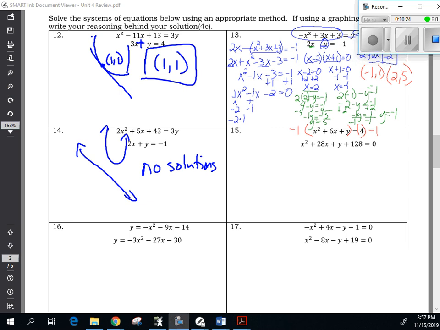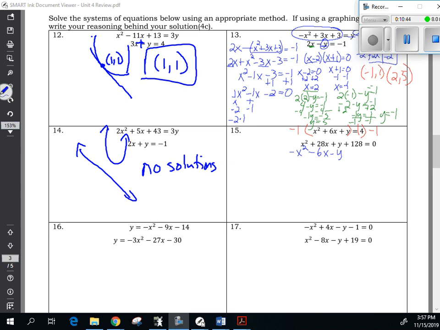Okay, so you can multiply each side of the equation by -1. So when I multiply each side of the top equation by -1, what I end up with is negative x squared minus 6x minus y. I don't have anything to combine with 28. This is equal to -4.